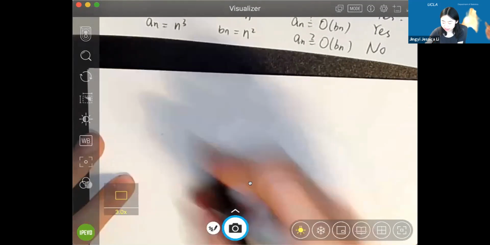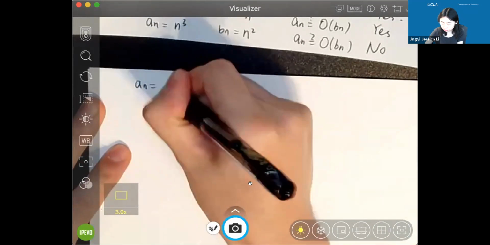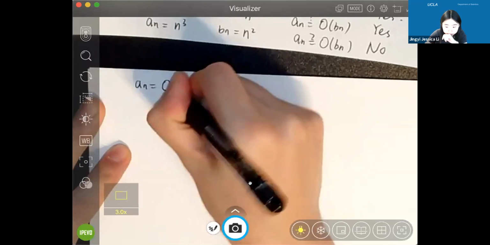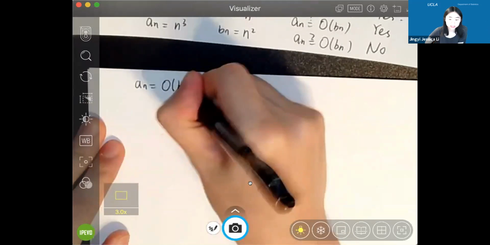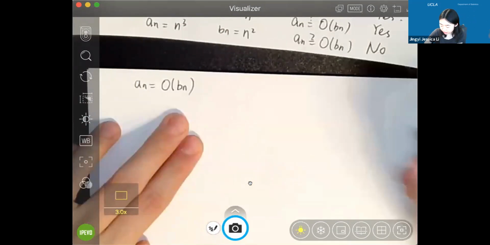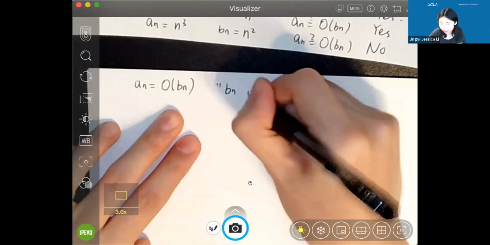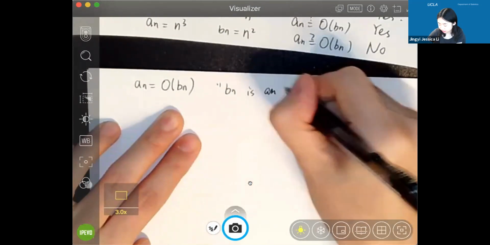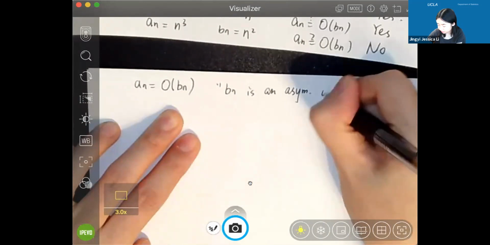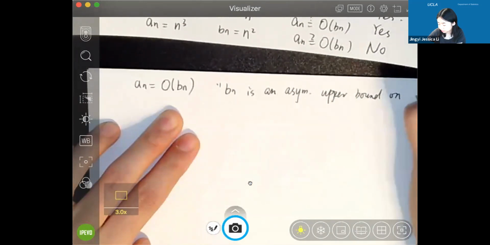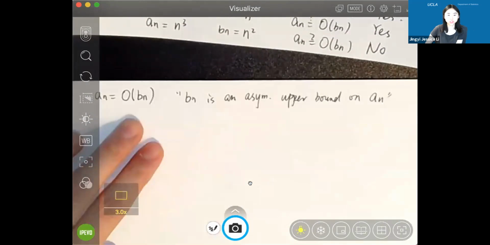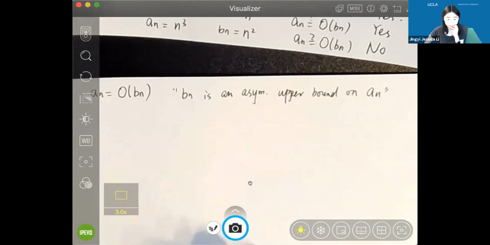Okay, so I want to say that an is big O of bn essentially means that bn is an asymptotic upper bound on an. That's the intuition behind this notation. Okay, so that's pretty much it about the relations.